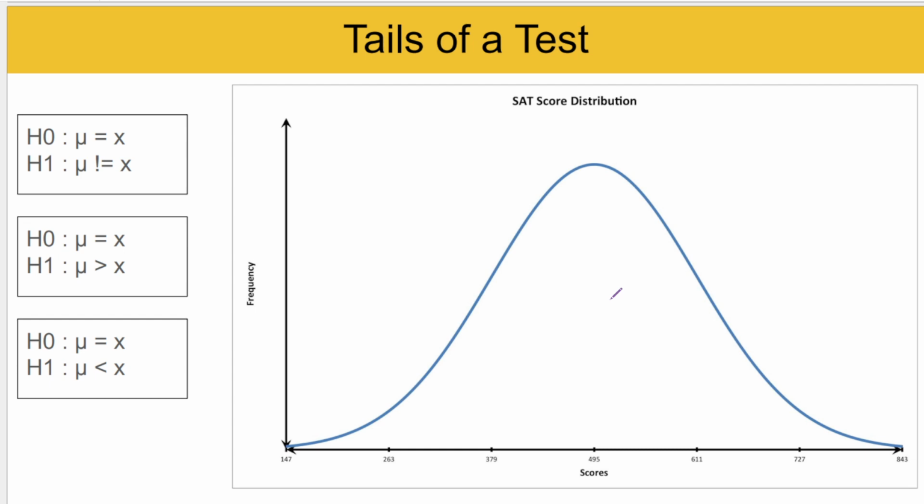Okay. So now we will have the tails of a test. Now you have seen why I have just drawn the normal curve and I have not drawn any other distribution. Can you guess why I have not drawn any other distribution? I have just drawn the normal curve.